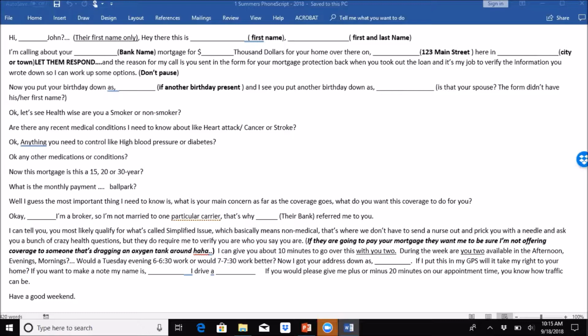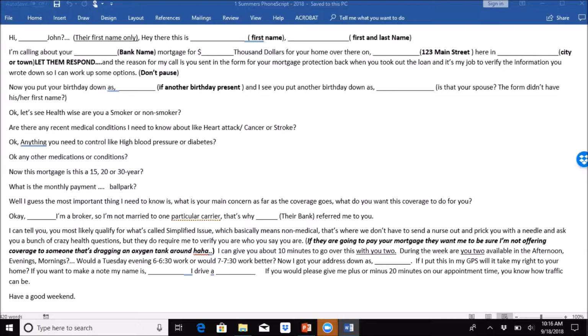Yeah, I smoke. Okay. And is that cigarettes or pipes, cigars? Cigarettes. Okay. And how about Jane? Is she a smoker? No, she's a non-smoker. Okay, great. Let's see here. And any recent medical conditions I need to know about, like heart attack, cancer, stroke? Let's see. I had a heart attack. Okay. And let's see. What year was that? That was 2015. Okay. And any type of follow-up treatments or medications?